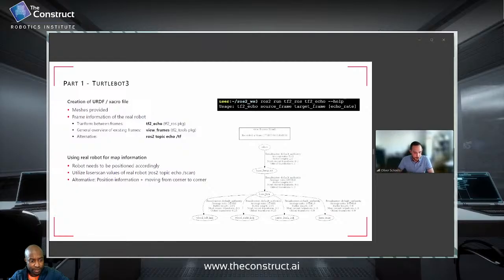Of course, in order to do so, you have to position the robot in a specific way, like parallel to the wall, so that you can easily say, okay, this is front, back, left, and right. Right.